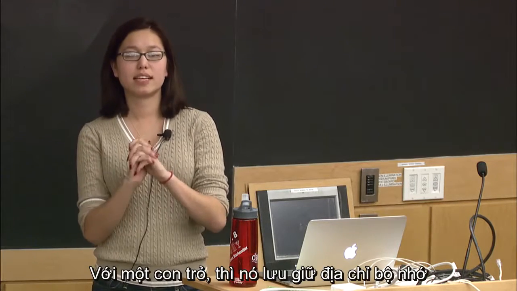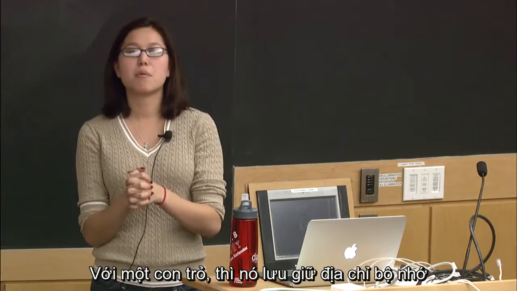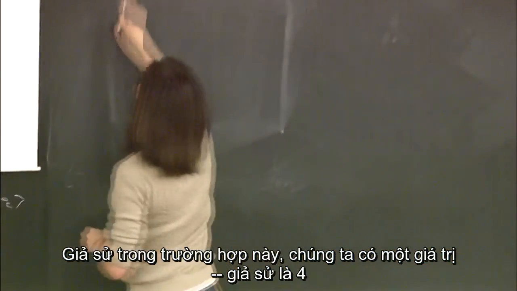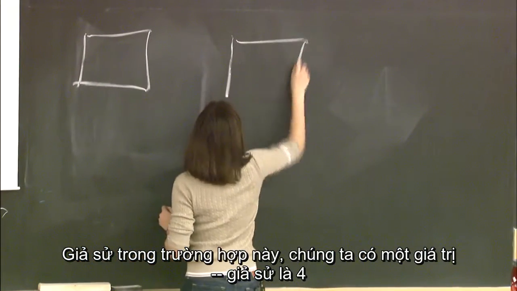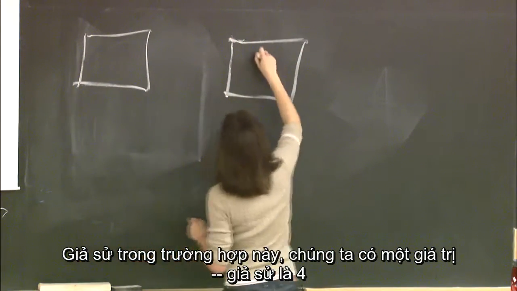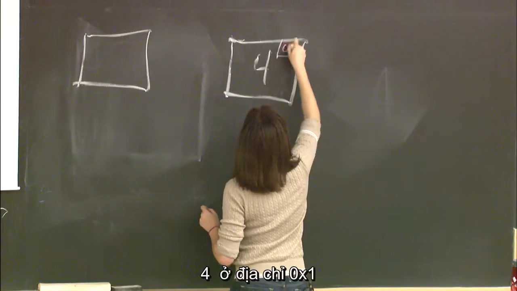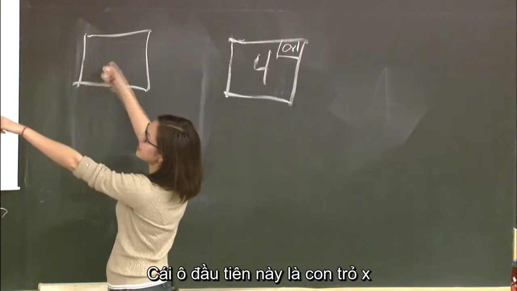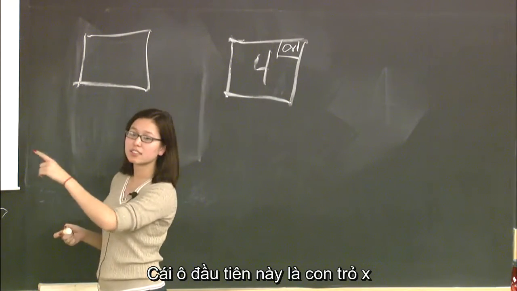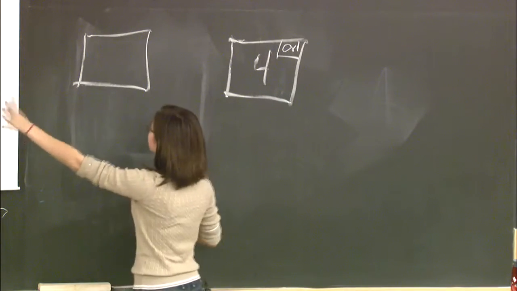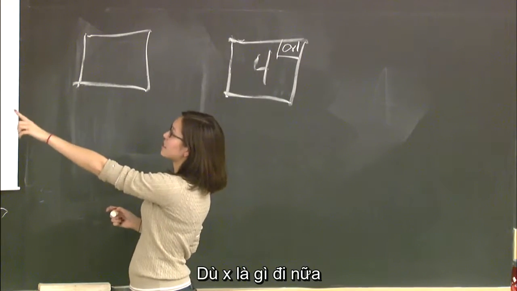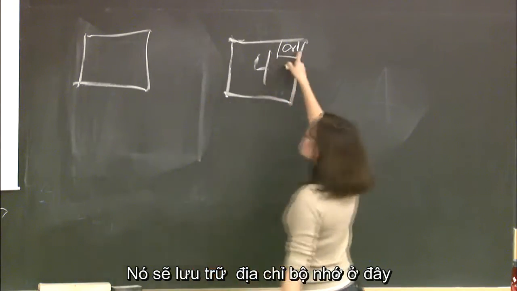With a pointer, it holds a memory address, but what it means is, and here's where drawing is going to come in handy, in this case we have some value, let's say 4. 4 is at address 1, okay? This first one means that it's a pointer to x. It's some pointer x. Whatever x is, say x is 4, the pointer is going to store the memory address here.